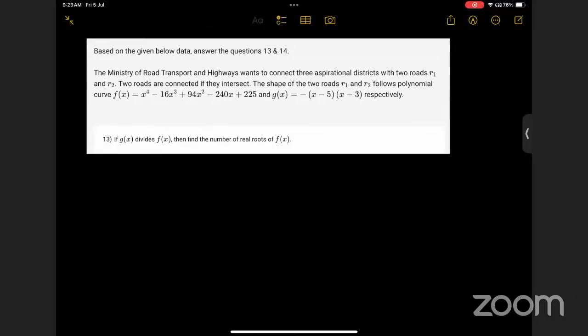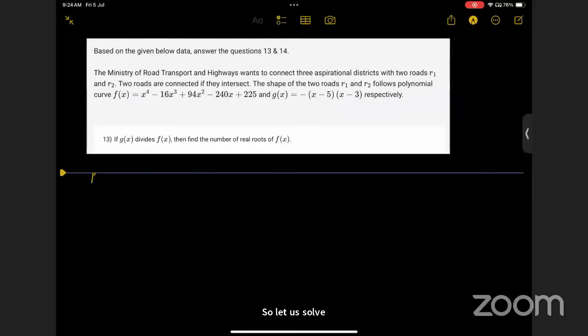How to find SSE? SSE means you just have to find the errors, square them, and then add them. This is the SSE: the sum of squared errors, nothing more than that. Yeah. So let us solve the 13th question.